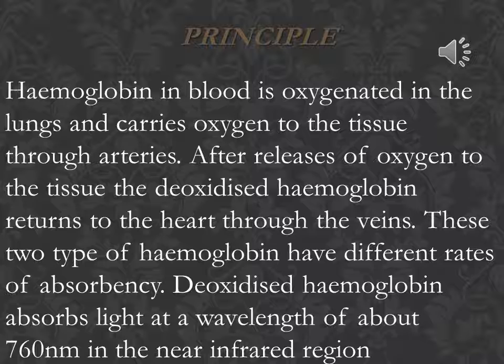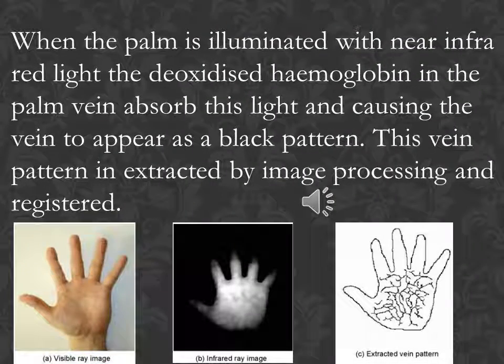Deoxidized hemoglobin absorbs light at a wavelength of about 760 nm in the near-infrared region. When the palm is illuminated with near-infrared light, the deoxidized hemoglobin in the palm veins absorbs this light, causing the veins to appear as a black pattern. This vein pattern is extracted by image processing and registered.